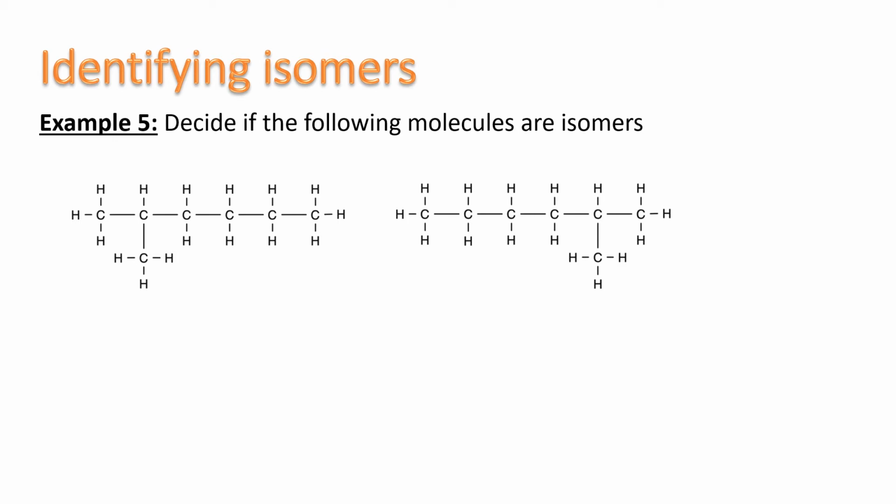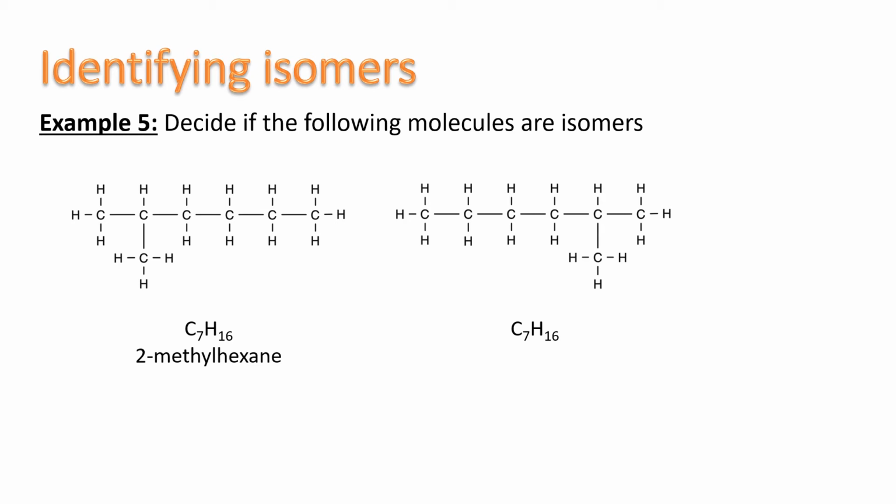So if we run through, same as normal, and work out our molecular formula first. On the left, we have C7H16. On the right, we also have C7H16. So they've got the same molecular formula, so now we've got to start looking at the structure. Now in this case, it's definitely the best idea to go through our naming rules. So on the left, if we look, we've got a longest chain of 6 carbons, and we've got a methyl branch on carbon number 2, so we would call this 2-methylhexane.